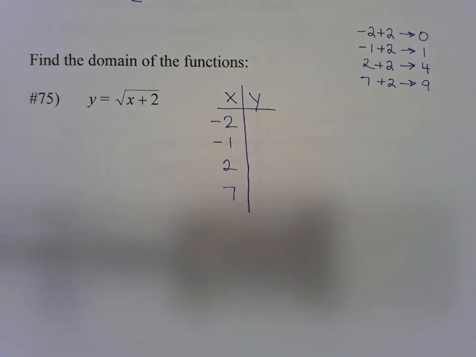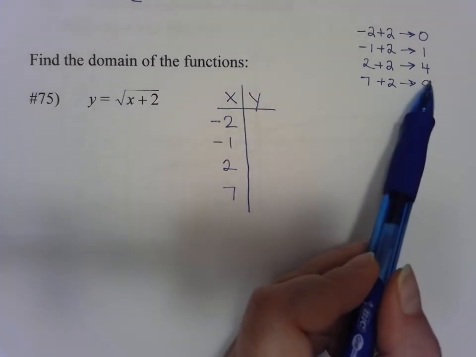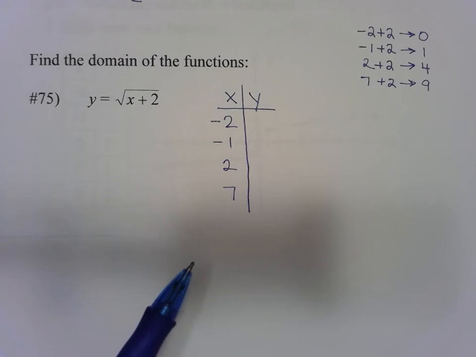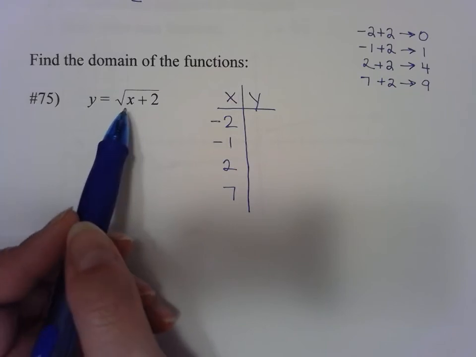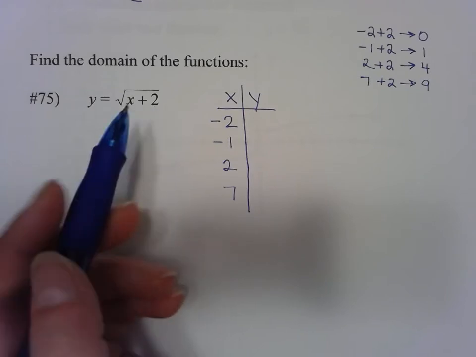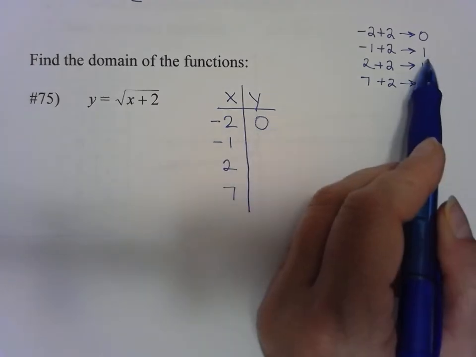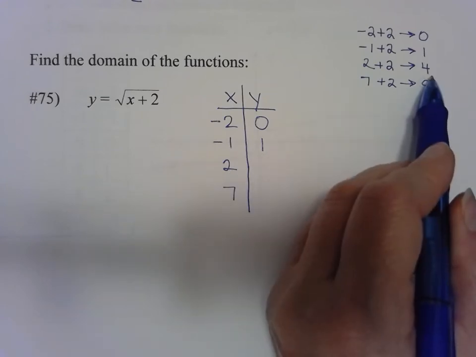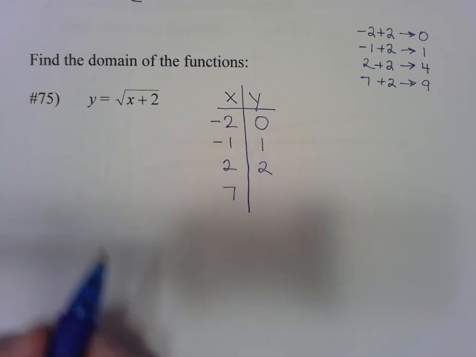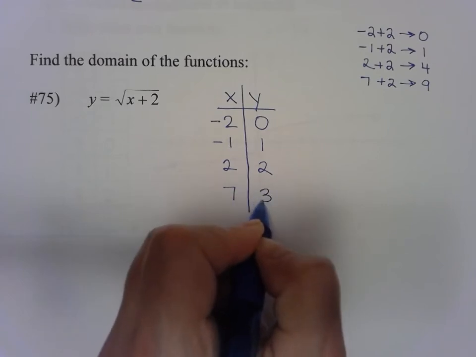So these are going to make really nice x values for our function because when I plug them in, I add 2, I get the perfect square, which I can then take the square root of. So when I plug in -2, you can pause the video if you need to calculate this for yourself. Make sure you're convinced. -2 plus 2 would give me 0, and the square root of 0 is 0. -1 plus 2 would give me 1, and the square root of 1 is 1. 2 plus 2 would give me 4, and the square root of 4 is 2. 7 plus 2 would give me 9, and the square root of 9 is 3.